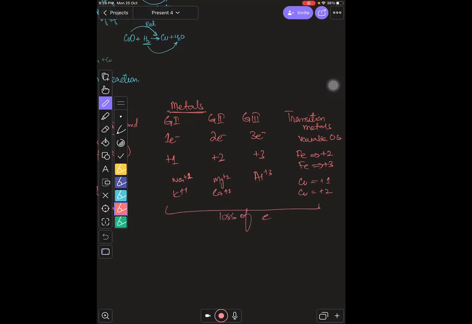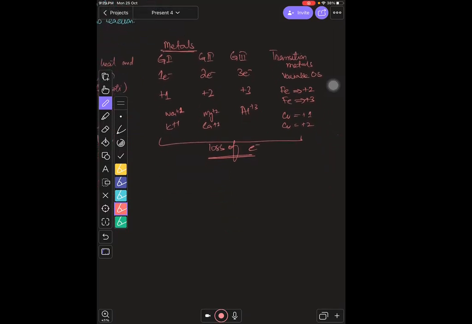The loss of electrons. You need to remember this. The loss of electrons is the basic property of metals, and they always form positive ions. Okay, this is the basic information about metals, right? They always form positive ions by the loss of electrons.